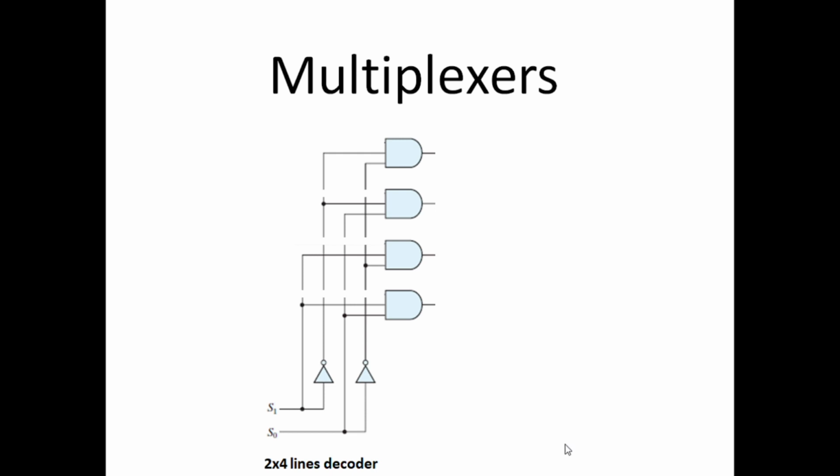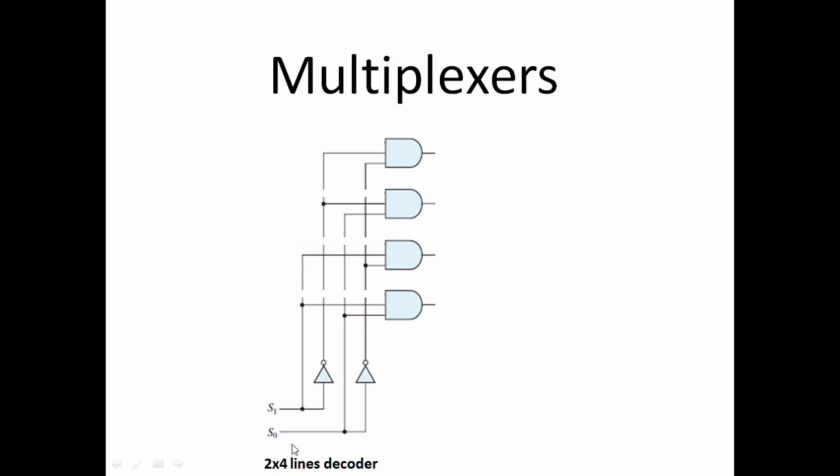So let me take a 2x4 lines decoder, and I will show you the procedure for how we can make a multiplexer from this decoder, and also we can then relate to the size of the decoder, what size of multiplexer can be built from a decoder. So we can establish a relation between the two.